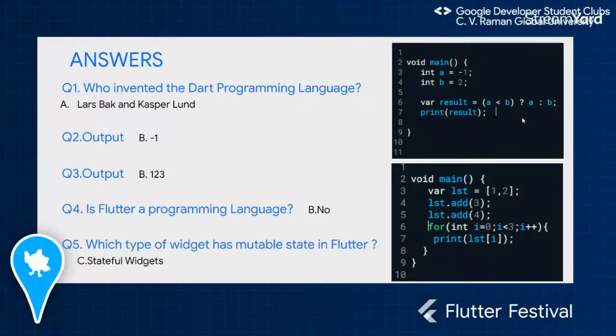And is Flutter a programming language? No, because Dart is the programming language that is used in Flutter, and Flutter is a software development kit. It is not a programming language. And the last question, which type of widget has mutable state in Flutter? As I already discussed, state is only used in stateful widgets, and mutable, so it is only possible if we use stateful widgets. So that is the answer. This was an easy one.